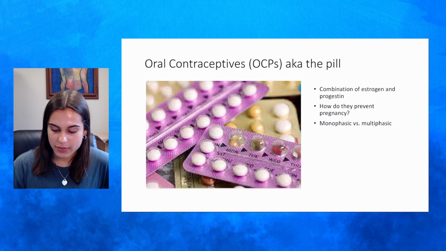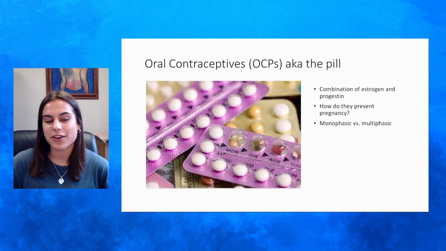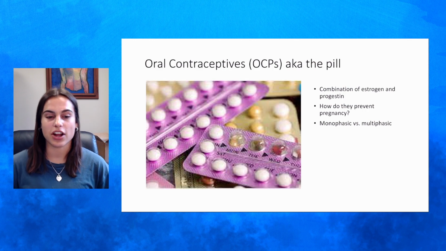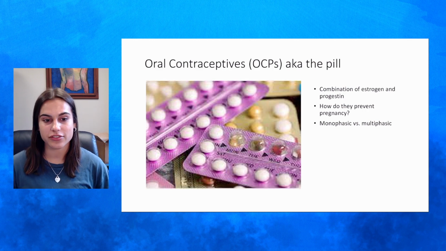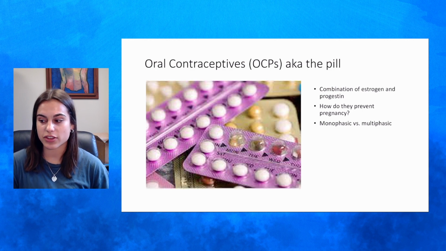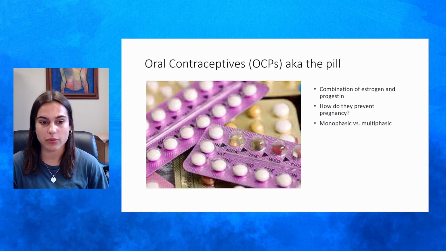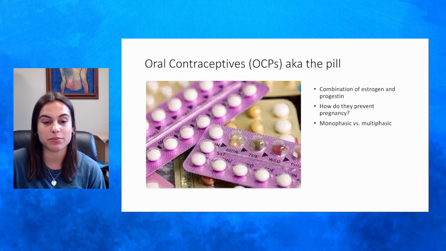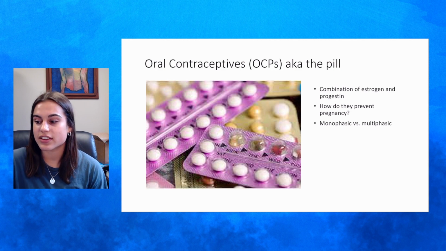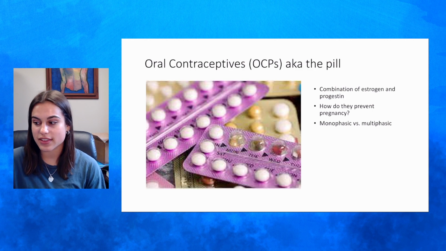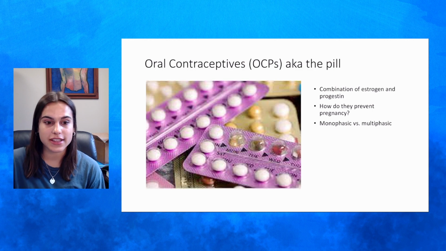So now I will talk about the oral contraceptives, aka the pill. So oral contraceptives are a combination of progesterone and estrogen, and the role of estrogen in the contraceptives is to control menstrual bleeding, and is also to make a woman's menstrual cycle more predictable. The role of progestin, that's what actually prevents the pregnancy, and the way it does this is it prevents the ovaries from releasing an egg.